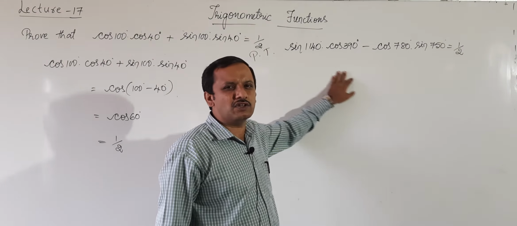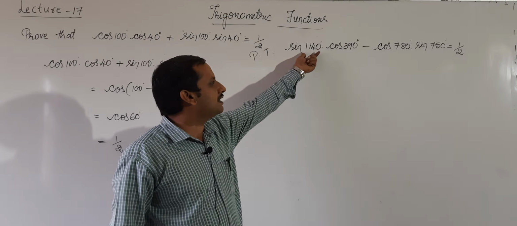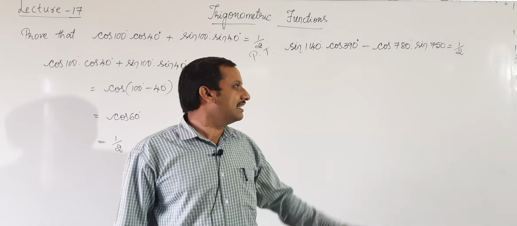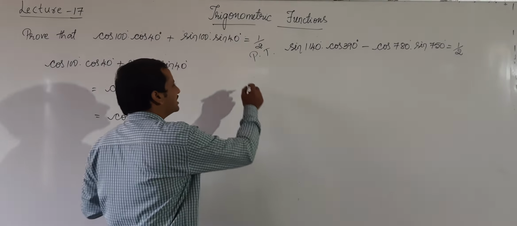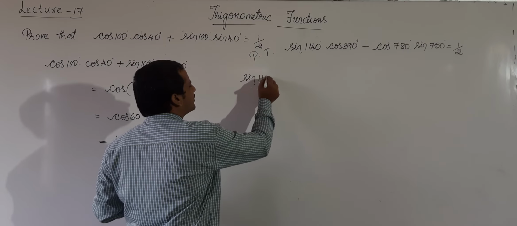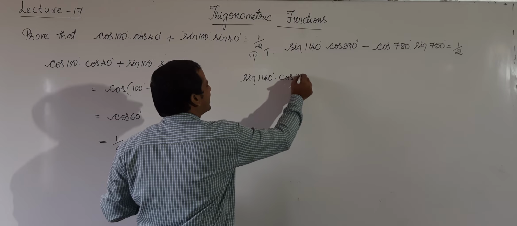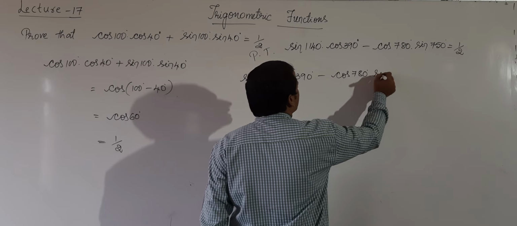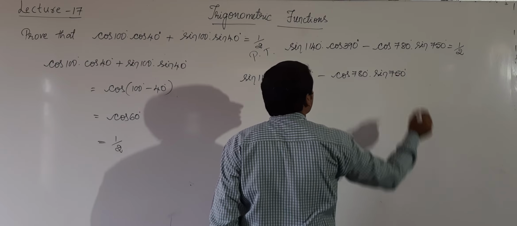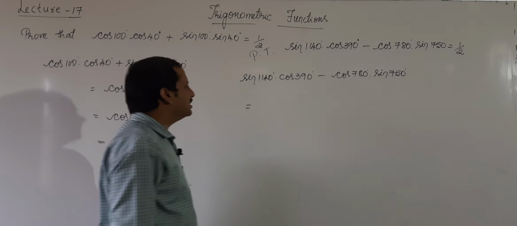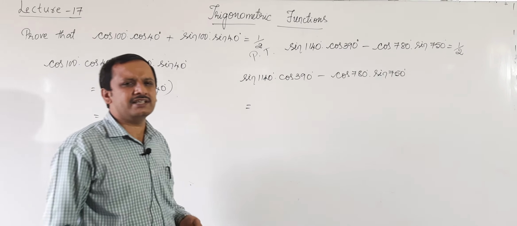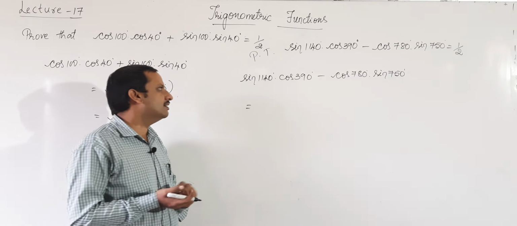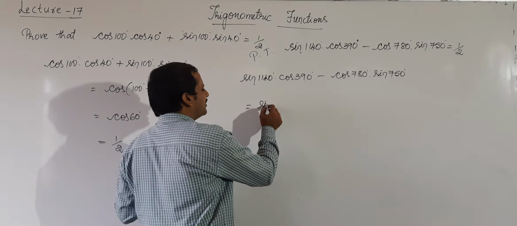This does not look like sin A cos B minus cos A sin B, because if I take 1140 degree as A, here you have 780 degree, right. So, these angles are greater than 360 degree. See, first I will write sin 1140 degree into cos 390 degree minus cos 780 degree into sin 750 degree. This 1140 degree is greater than 360 degree. You can subtract 360 or any multiple of 360 degree.